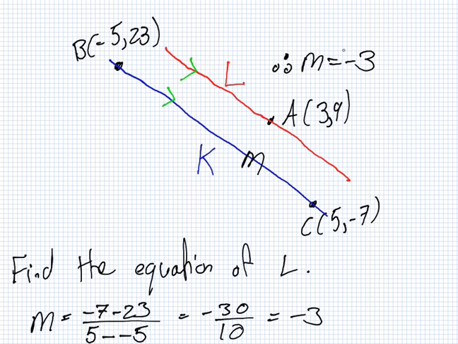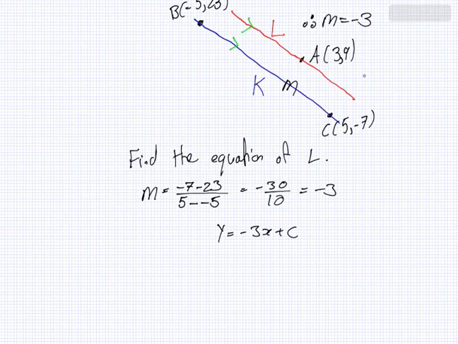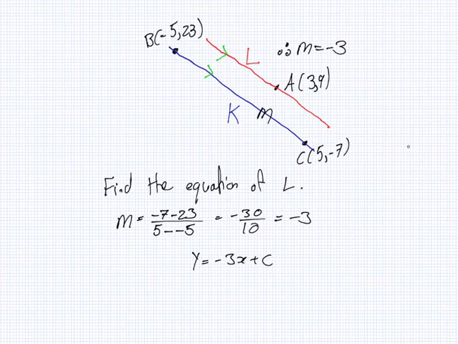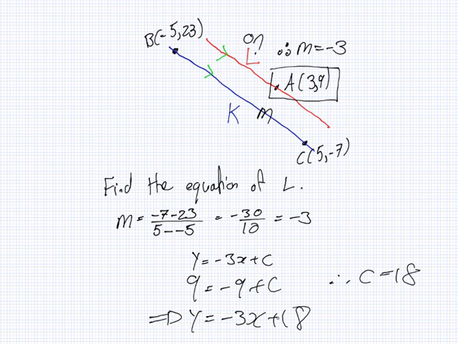No? Now, we have y equals mx plus c. Now, here's the big question. Which point do I use to find c? A, B, or C? A. Must be A, because only A is on L. So I have now 9 equals minus 9 plus c, so therefore c equals 18. So I got y equals minus 3x plus 18. Okay, so that's not too bad.